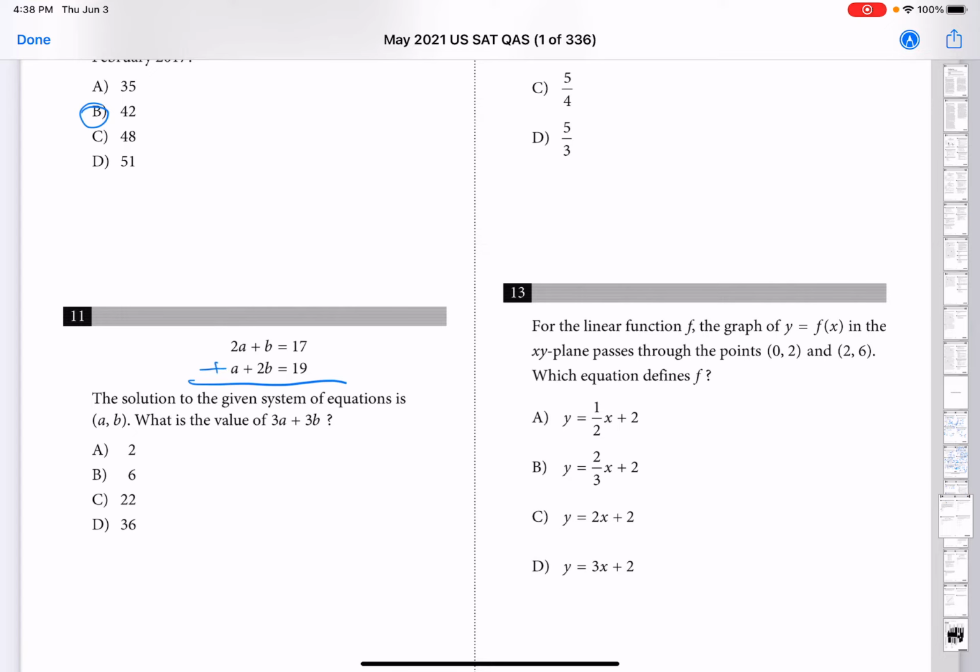So in this case, I'm going to add them. I'm going to get 3A plus 3B, and I'm going to get 36, I believe. So the answer for number 11 is D.